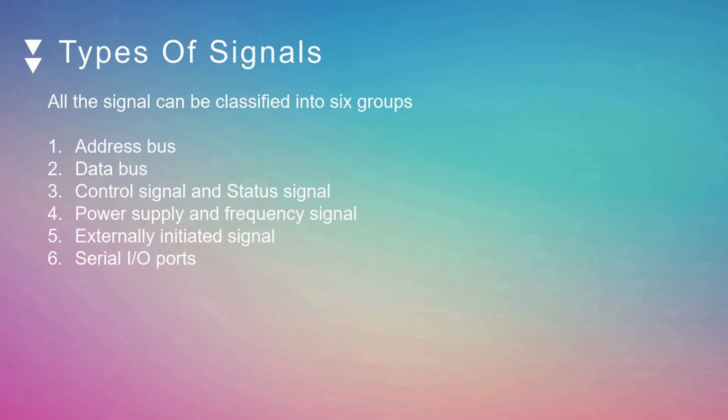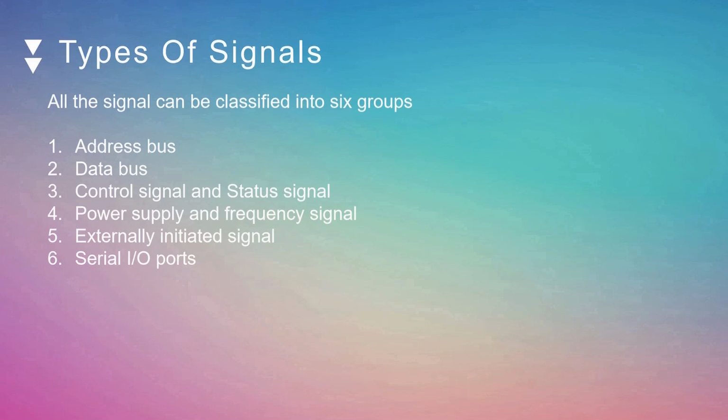Under control signals, we have RD bar. It is a read control signal. If it is active, then the memory reads the data. Then we have the WR bar. It is a write control signal. When it is active, that means data is being written into a selected memory.